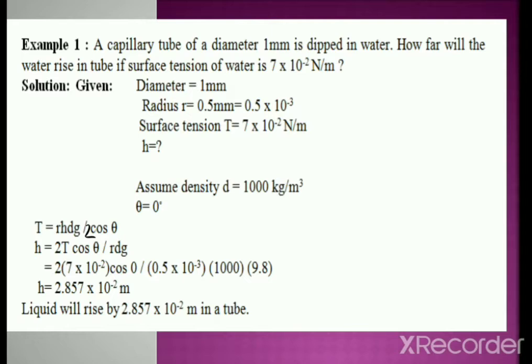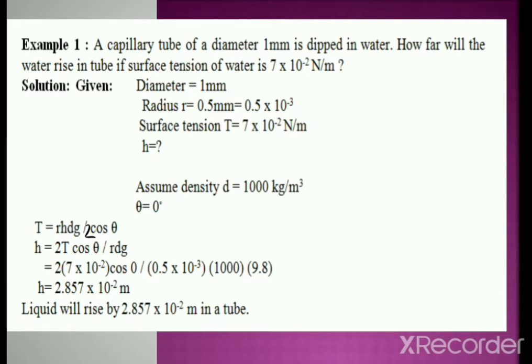And what we have to find? How far will the water rise? So we have to find the h, that is the height of the liquid rise in the capillary tube. Again assume that the density of water, here we have used the liquid water, so its density becomes 1000 kg per meter cube and the angle of contact is 0. We know that by using capillary rise method, the formula becomes T is equal to r h d g upon 2 cos theta. Therefore, h is equal to 2T cos theta upon r d g.